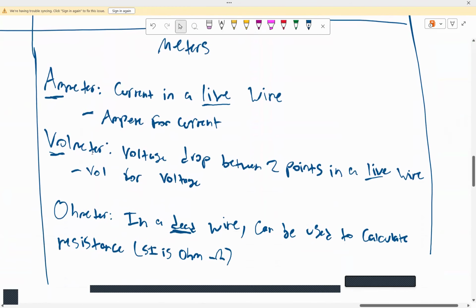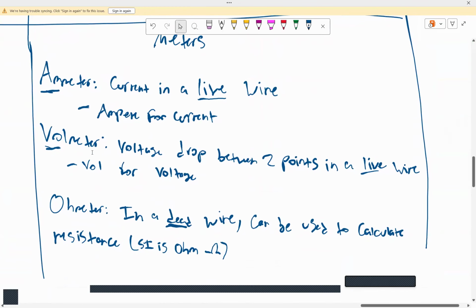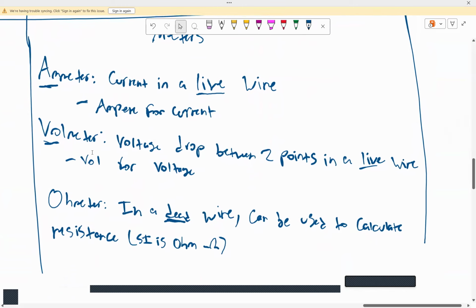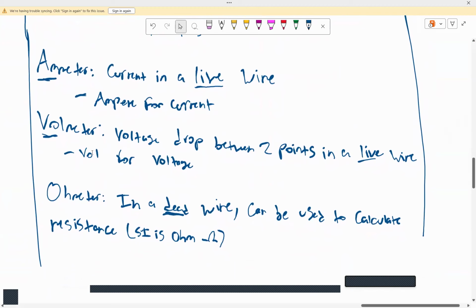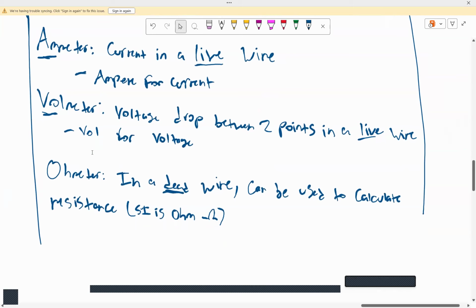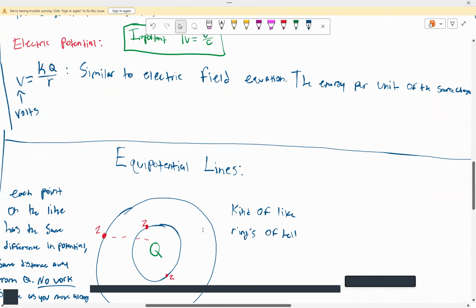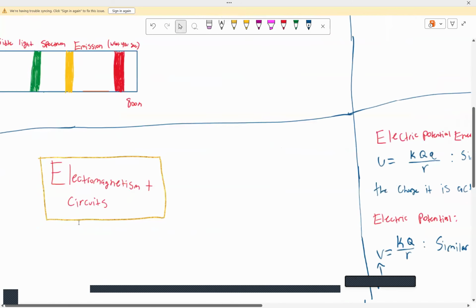Then for meters, really quickly, I want to talk about it. An ammeter measures the current in a live wire. Am, sort of like ampere, which is the SI unit for current, whereas a voltmeter measures the voltage drop between points in a live wire. So vol, sort of for voltage. And then an ohmmeter is used in a dead wire, typically, and it can be used to calculate resistance using Ohm's equation, which is where it got its name. Also, I forgot to mention earlier that the SI unit for resistance is the ohm. That is kind of all I wanted to talk about for electromagnetism and circuits.